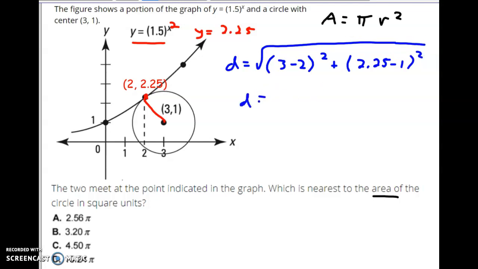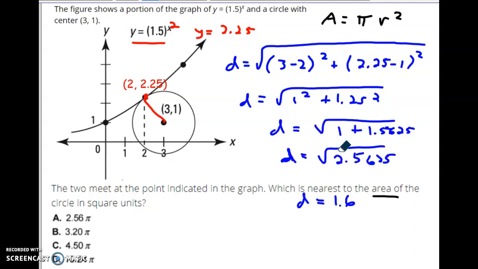I'm going to kind of speed through this because I'm running a little bit low on time. So I'd have 1 squared plus 1.25 squared. Okay, so sorry I did whip through the distance formula steps there, but you'll get the distance of 1.6. That means our radius is 1.6, and that's pretty much it. So now we just do pi times radius squared. So it's pi times 1.6 squared, and that will get you to 2.56 times pi.